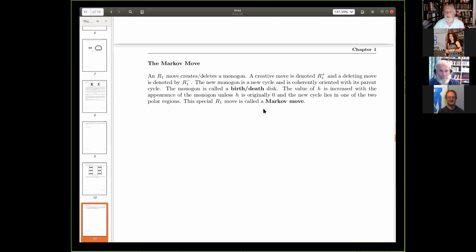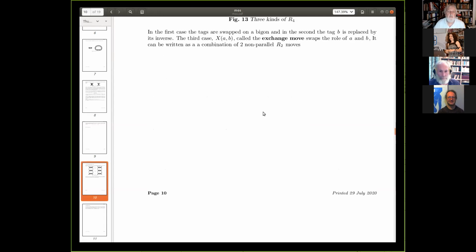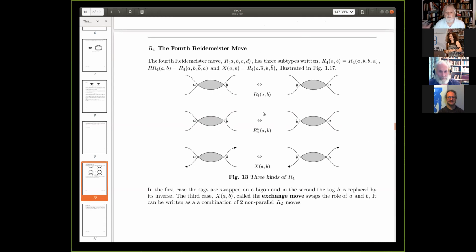Rod, can you go back to the R4 move for just a moment? In the first two, those are either coherent or incoherent orientation. Is that correct? Yeah, I haven't bothered with orientation. I don't think it's relevant in this case. It's only relevant here. Okay, thank you.